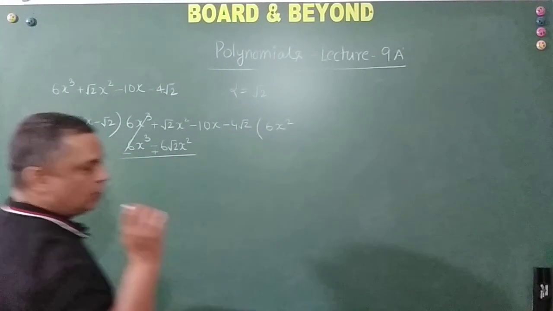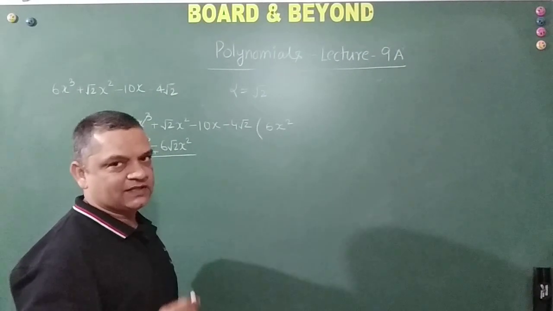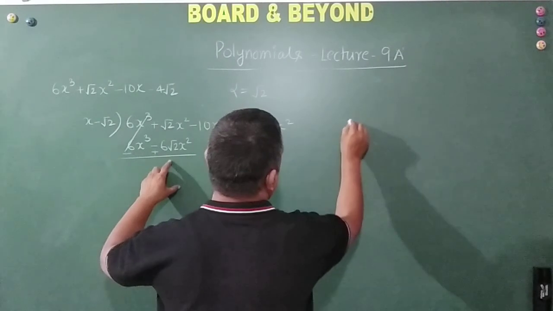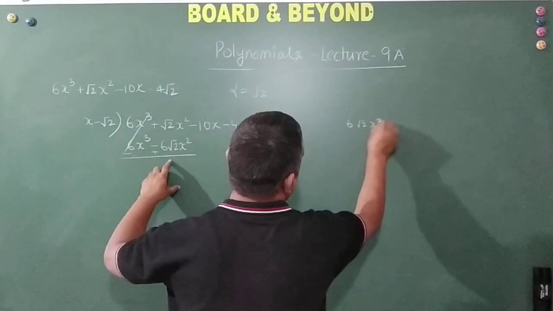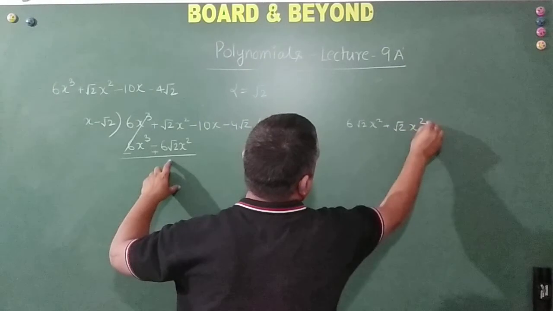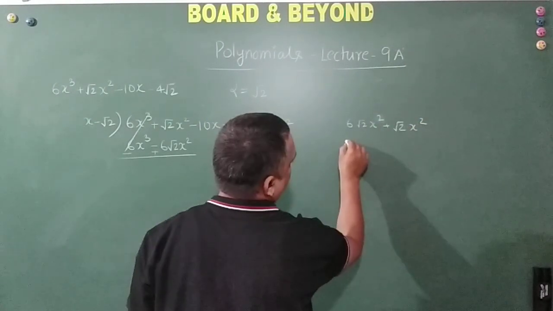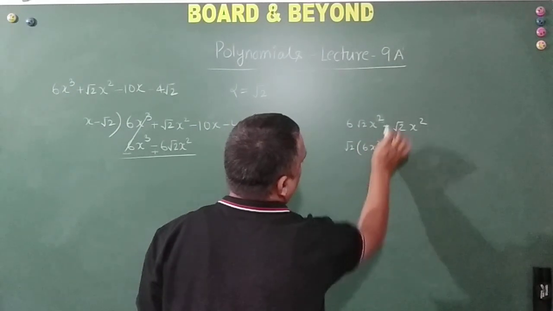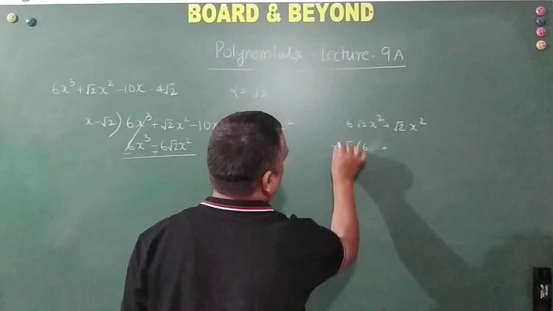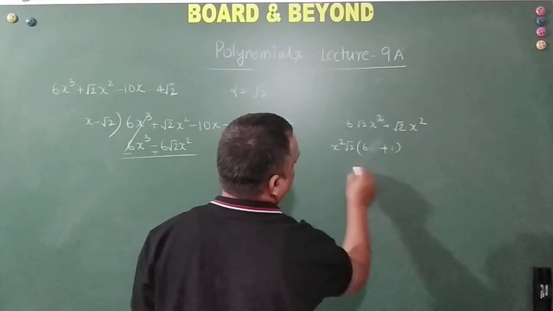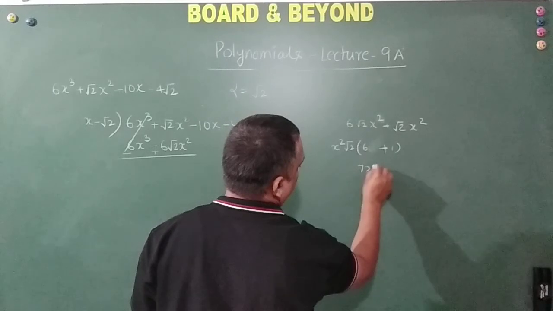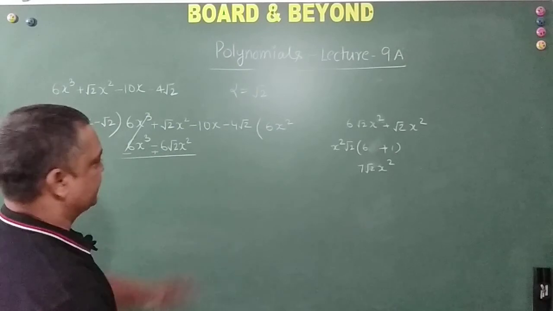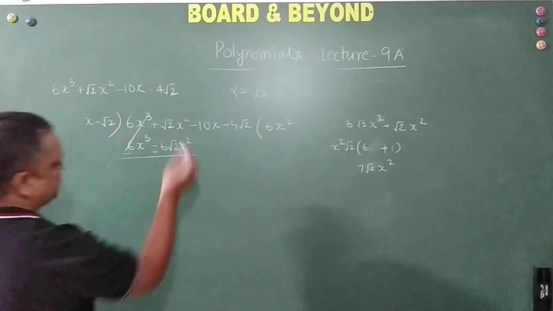Now 6 root 2 x square plus root 2 x square is nothing but I need to take root 2 common here. Okay, for the benefit of all, I will do it here. 6 root 2 x square plus root 2 x square. So I will take root 2 common here. So 6x square plus, or else you can take x square also common. So 6 plus 1, that is equal to 7. So 7 root 2 x square. You got? So for the first time I just did it like this. Next time I'll just further continue, right?